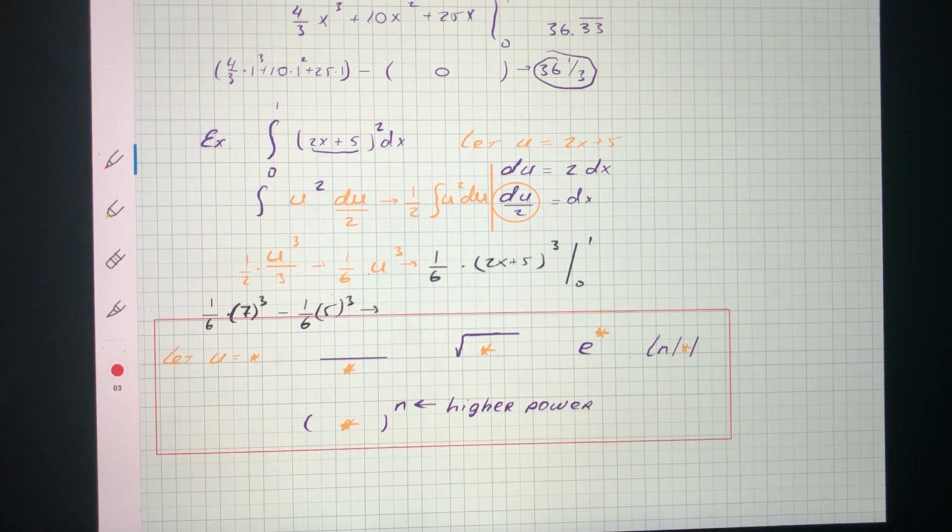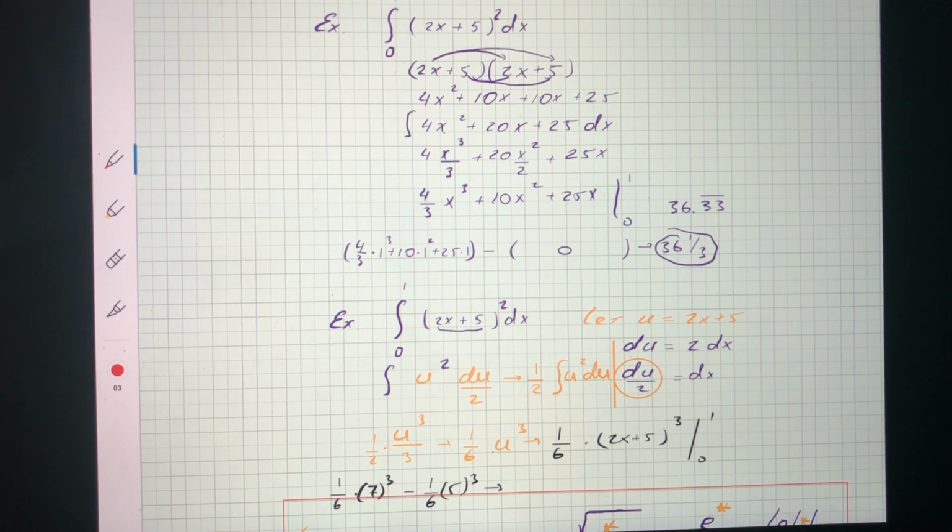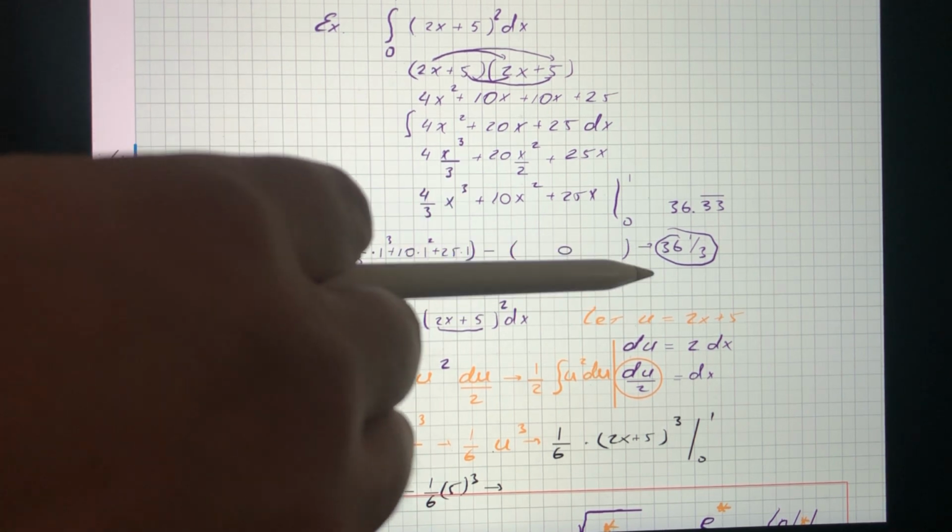And then once we do that, then hopefully it works. If it doesn't, we try something else. The u substitution doesn't solve all the questions. It just is a very powerful rule that works. And it works as the opposite of the chain rule for derivatives. Now we have our answer 36.3.